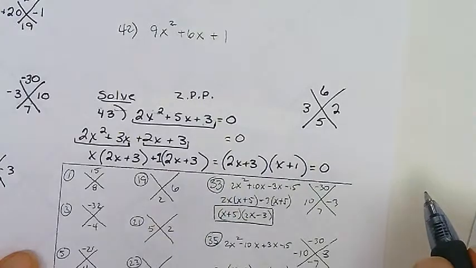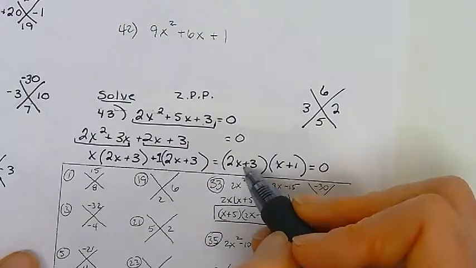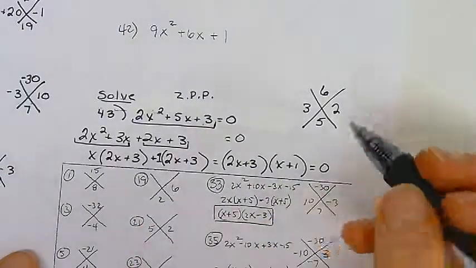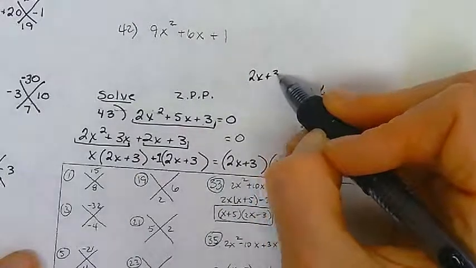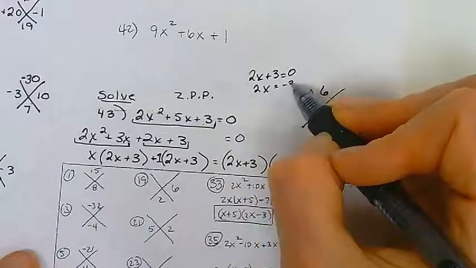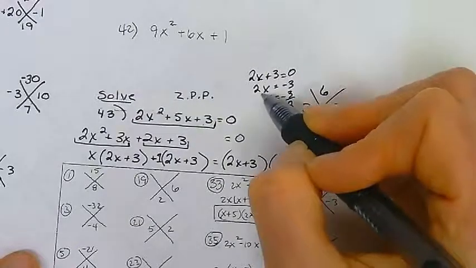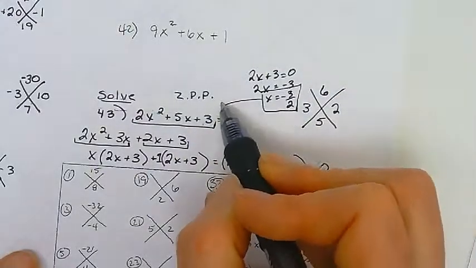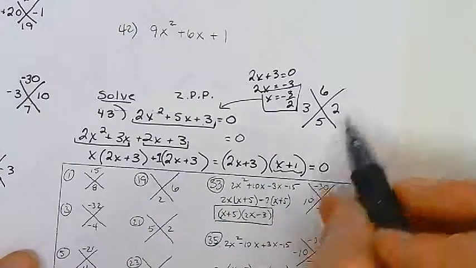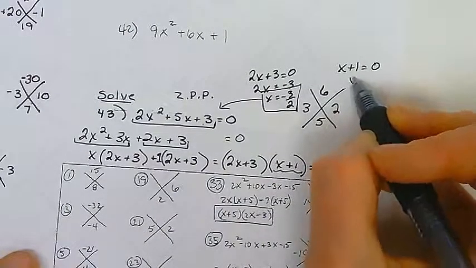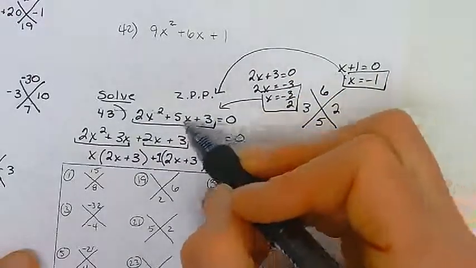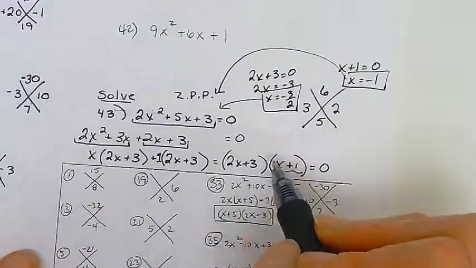And now we can use our zero product property to solve for x. What values of x, if we put them into this trinomial, will give us 0? I'll set the factor 2x plus 3 equal to 0 and solve for x. And there is one solution to this equation. Now I'll set the second factor, x plus 1 equal to 0, and we know that x plus 1 equal to 0 means that x will be negative 1. So if we put x equals negative 1 into this quadratic equation, we will also get a 0. These are the two solutions.